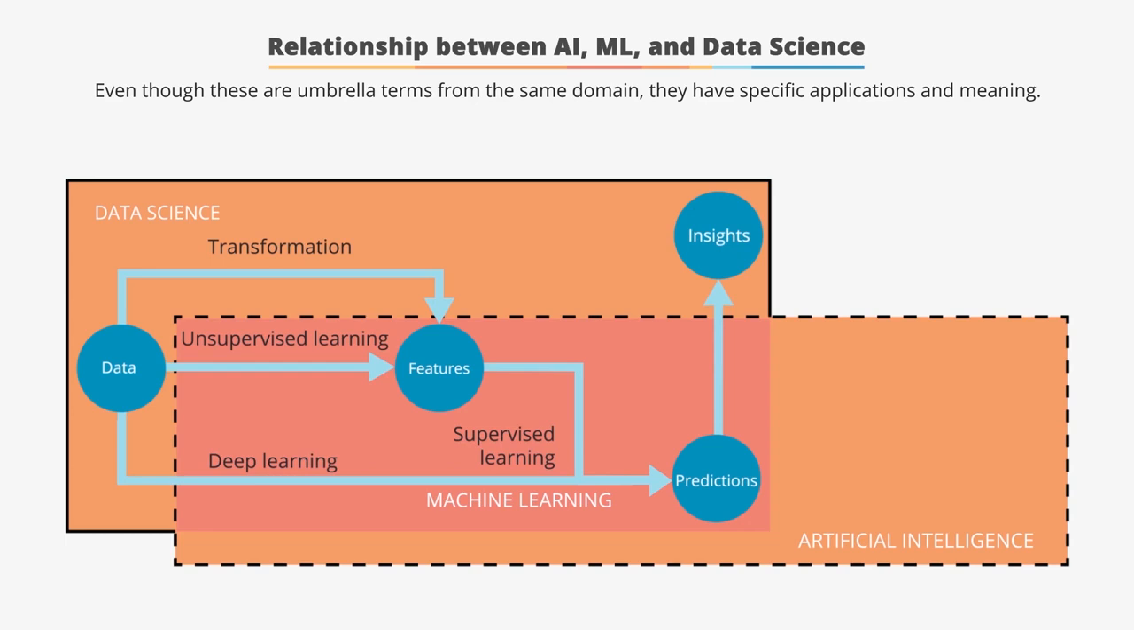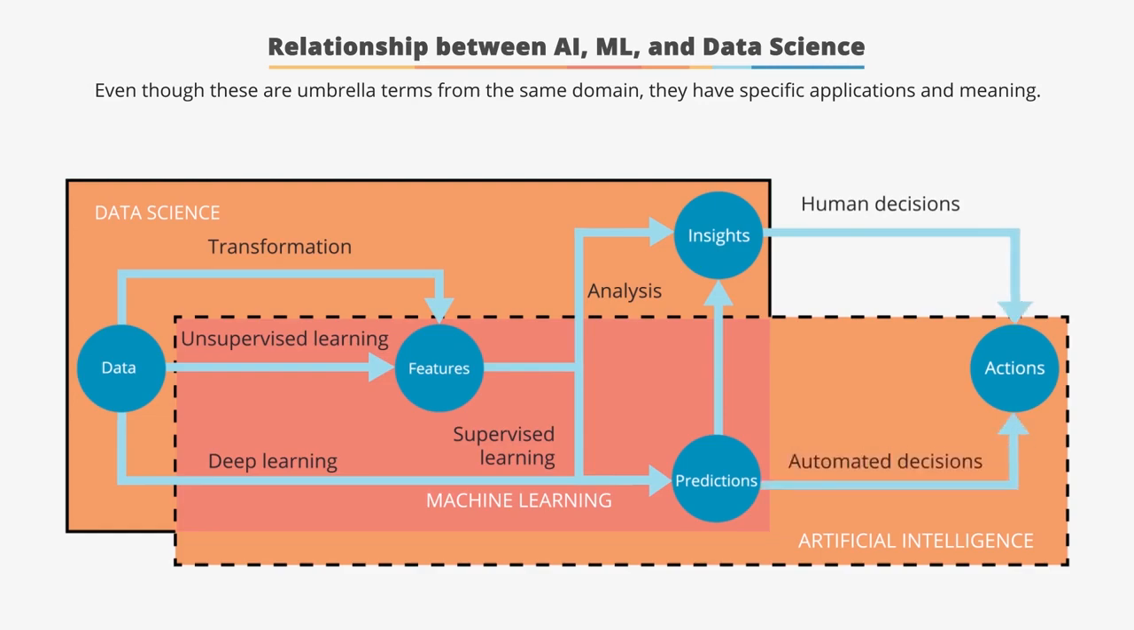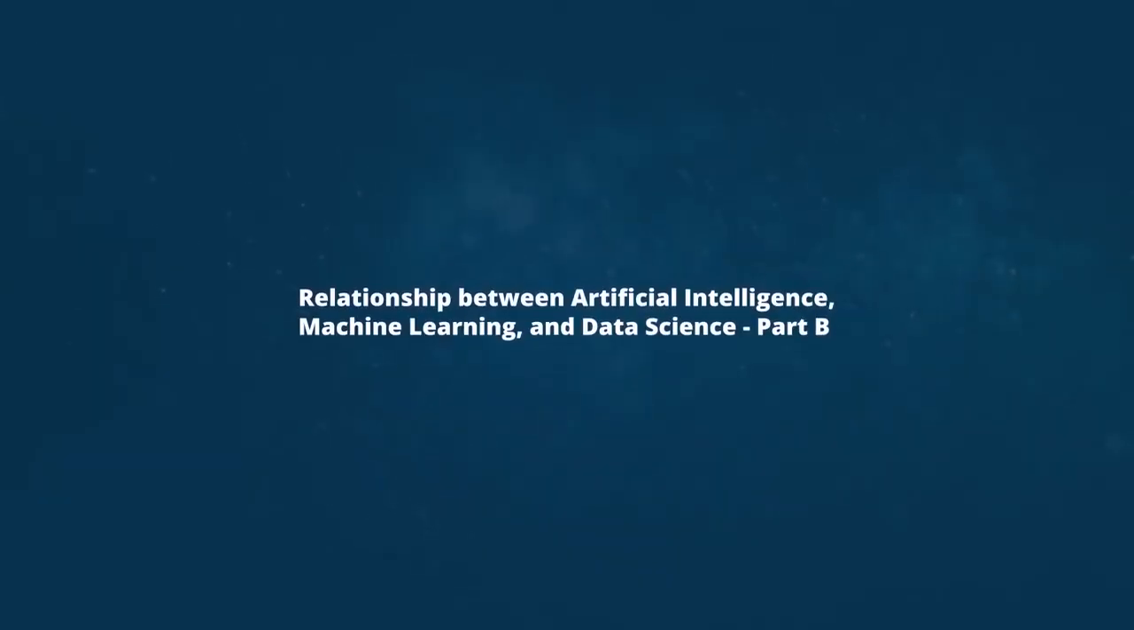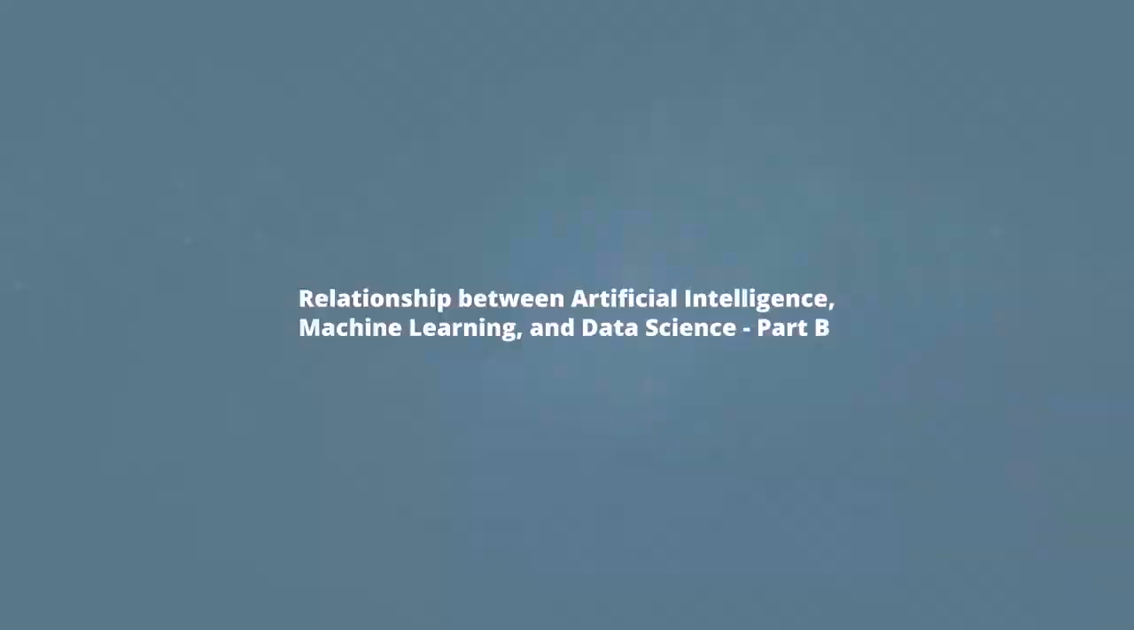In order to do so, you need to use data analysis, which actually is the process under data science. Now, when you are done with all of these, you must want your data to perform some actions. This is where AI comes into the picture. Artificial intelligence combines predictions and insights to perform actions based on the human decision and automated decision. Now, let's move ahead and understand the relationship between artificial intelligence, machine learning, and data science.